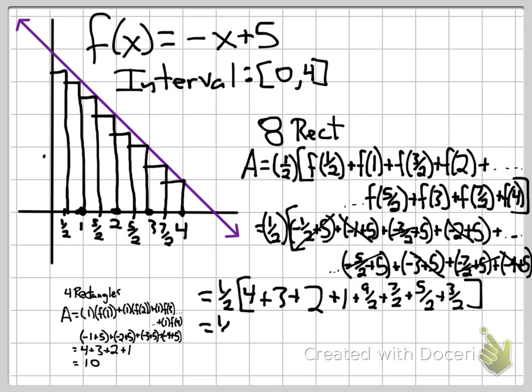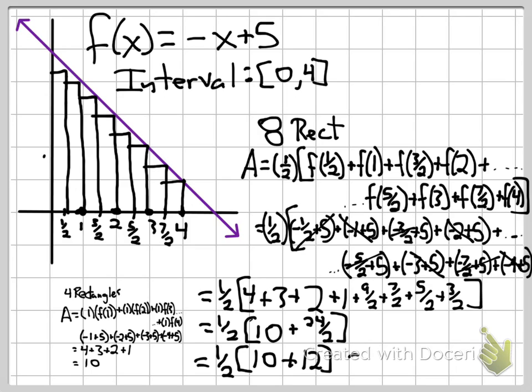Now combining these, combine the whole numbers: 4, 3, 2, 1 is 10. For my halves, 9, 7, 5, and 3, that's going to be 24 over 2, which is 12. So I have 1 half of 10 plus 12, which is 1 half of 22. So we get an area that is now 11 units squared, which is a little bit more than the first one. We had 4 rectangles, so it is getting closer to being more accurate. So now, once we have that one, what if we had an infinite amount of rectangles?